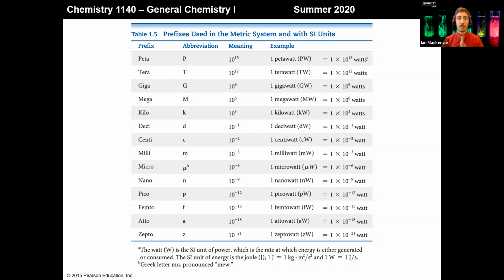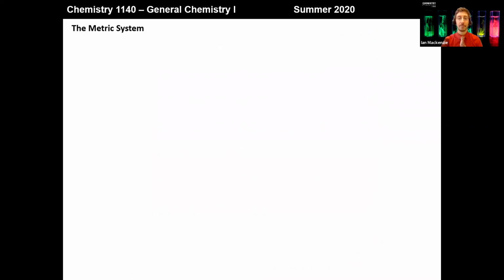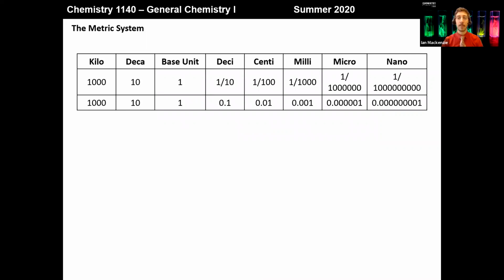But many of those prefixes you may not be super familiar with. I will highlight just the prefixes that we will mostly focus on in this course that are used the most frequently. So the kilo down to nano are the most common. Let's go through that in just a little bit more detail. So for the metric system, essentially there's a prefix for each unit of 10. The metric system is based on units of 10.